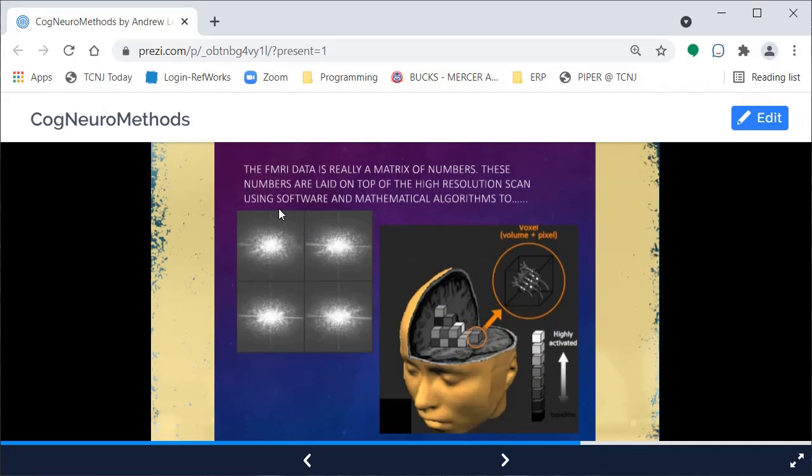So really, fMRI data is a matrix of numbers. Basically, the brain gets divided up into what are called voxels, which are tiny little cubes of tissue. A voxel will be about 1 millimeter by 1 millimeter by 1 millimeter. As you can see, the volume is the cube itself, and each cube has activation levels from the BOLD signal. Hence the name voxels, which combines volume and pixels together.